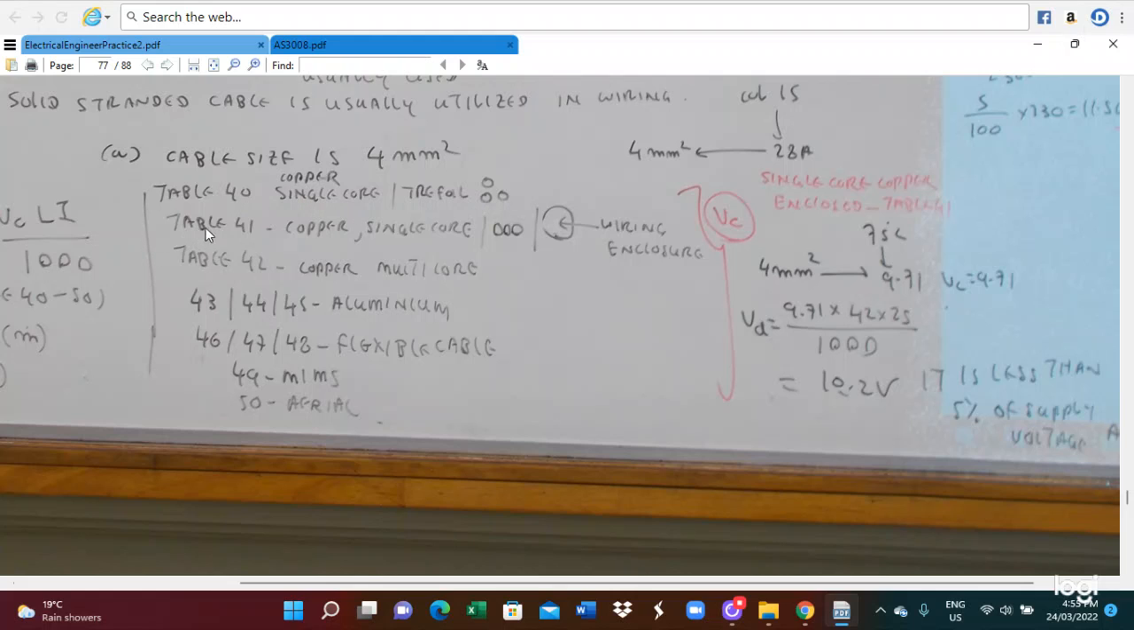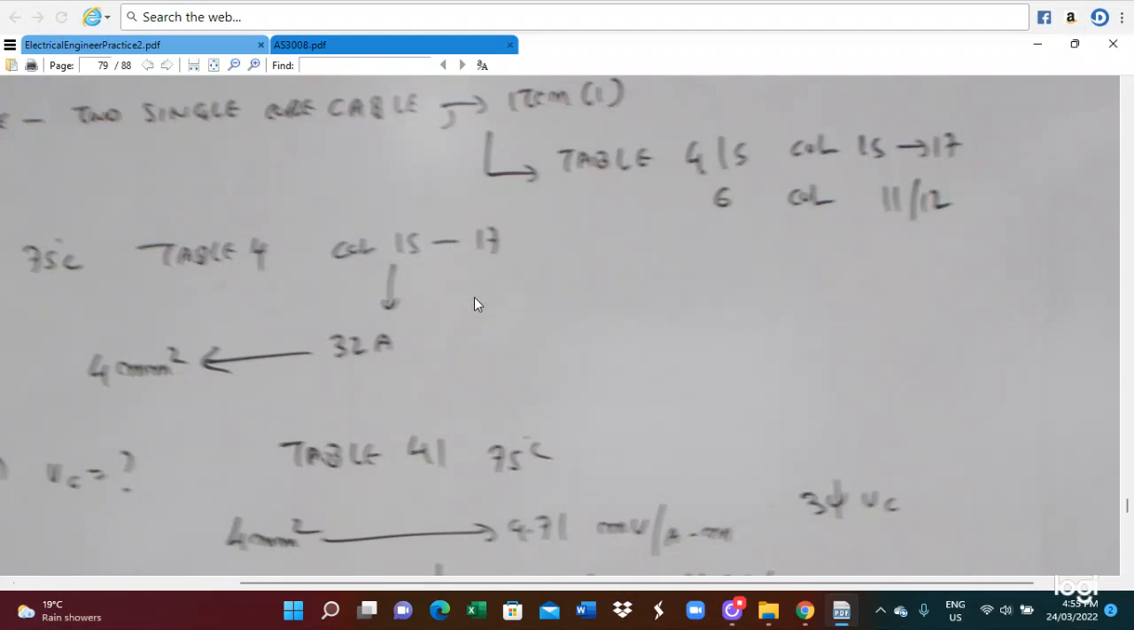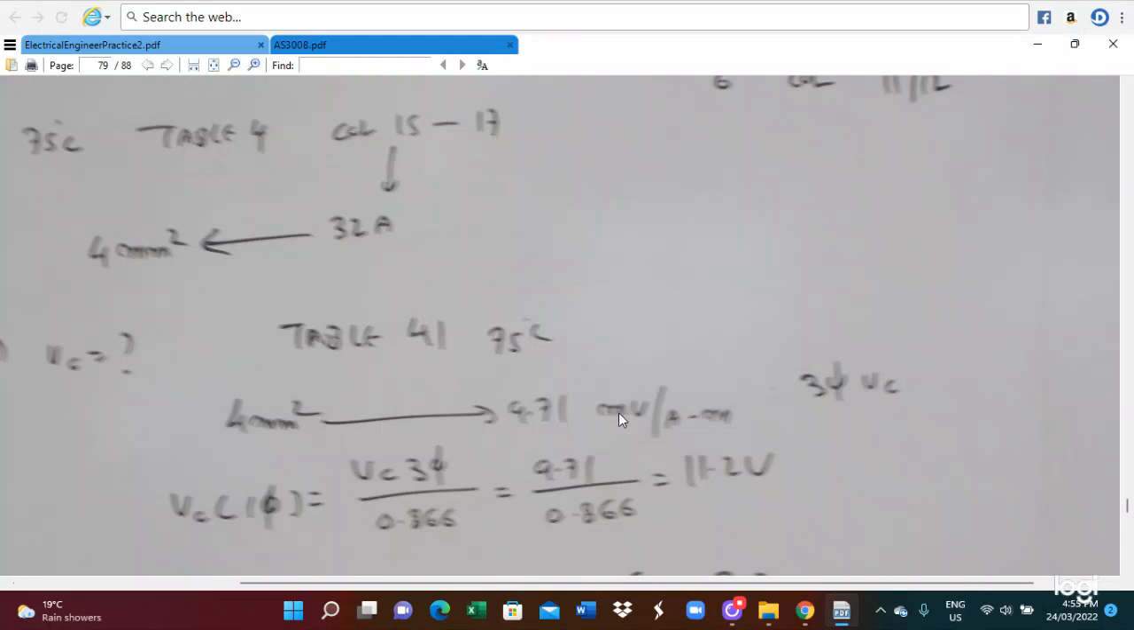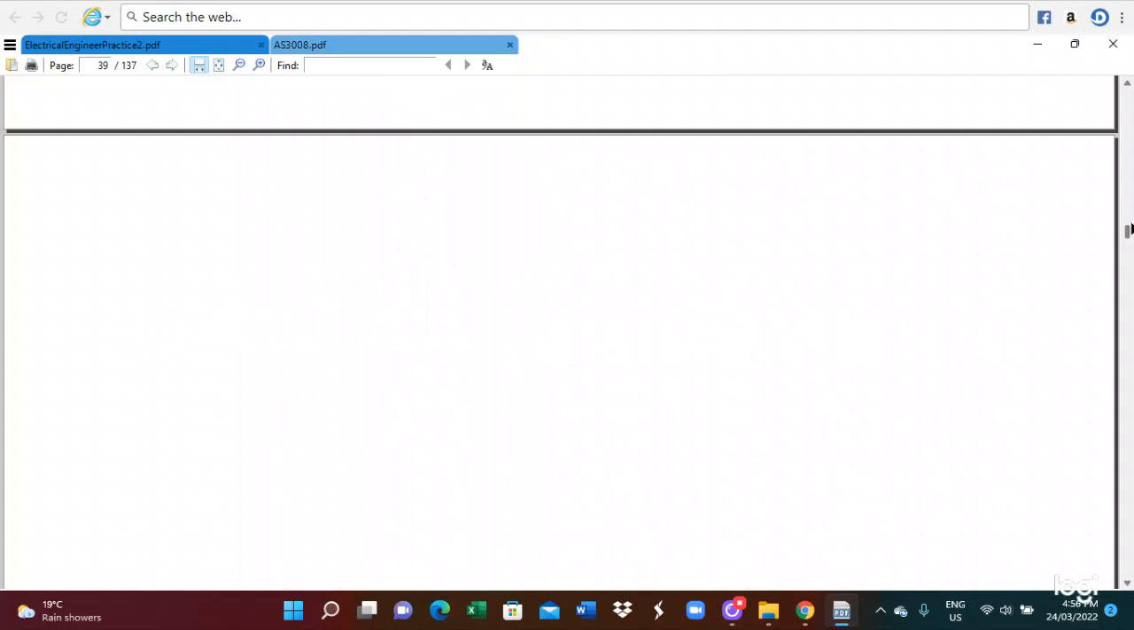Here is table 41 for enclosed. Enclosed means you have to refer to table 41. Table 40 is for copper single core that is 3.5, but for single core and enclosed it is table 41. This is in the wiring enclosure, so table 41 has to be utilized. From table 41, based on the 4 millimeter square, you have to find out the VC. We look at table 41, go down, and find the VC.